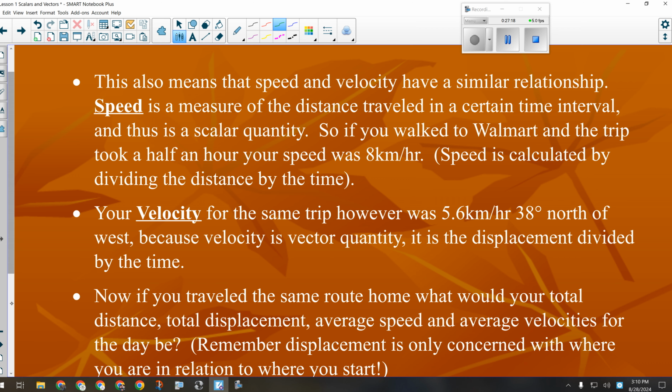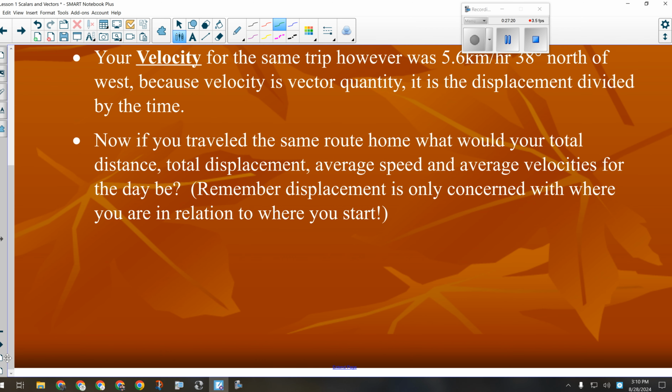All right. So we talked about this, how when you go home, your distance is always getting bigger. Distance doesn't have direction. It's scalar. It's always adding on. But displacement can go up and down. It depends on which way you go.